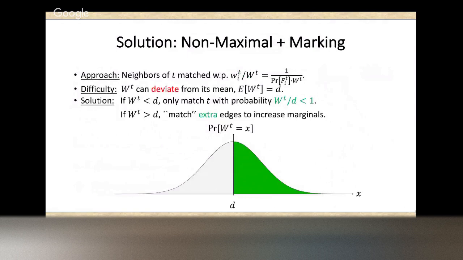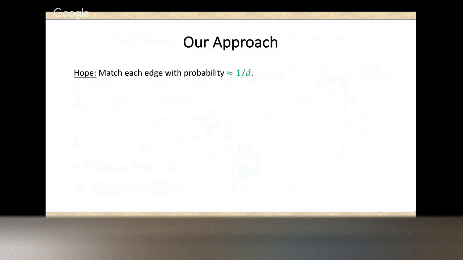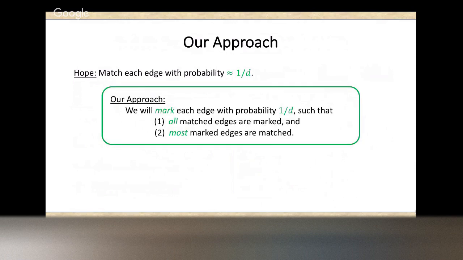Are we okay with the general approach? So a quick recap. We want to match each edge with probability roughly 1 over D. So what we'll do is mark each edge with probability exactly 1 over D, such that all the matched vertices are marked, and most of the marked vertices are actually also matched. Sorry, I said I'm marking edges. Marking a vertex just means it has an edge incident on it that's marked. If I mark an edge, that offline vertex is out.